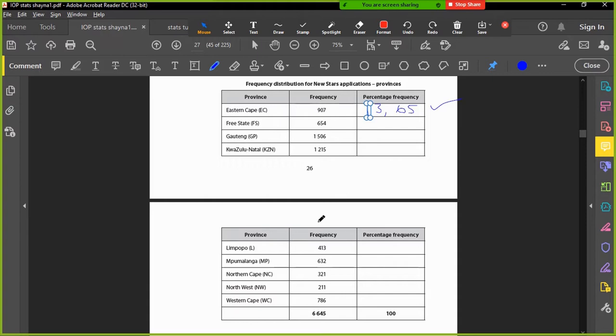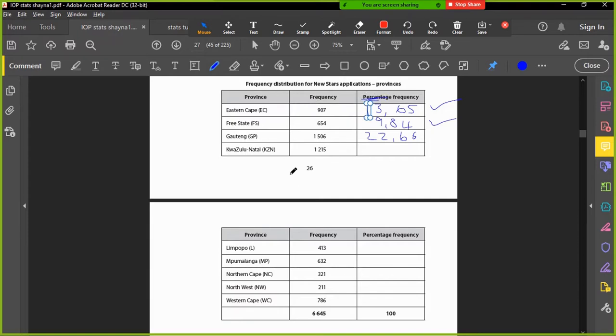So then 654 divided by 6645 times 100, 9.84. Okay, yeah. Next one: 1506 over 6645, 22.66. Yes. So obviously you would do that for all of them, but do you see what you're doing? Yes, I see what I'm doing.